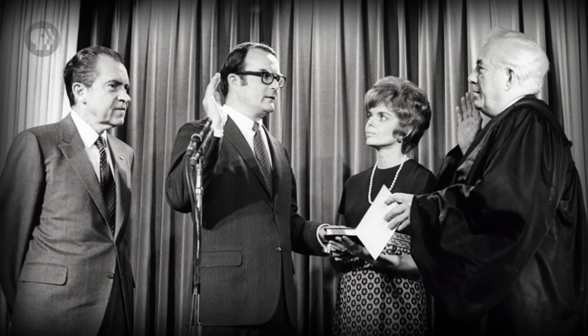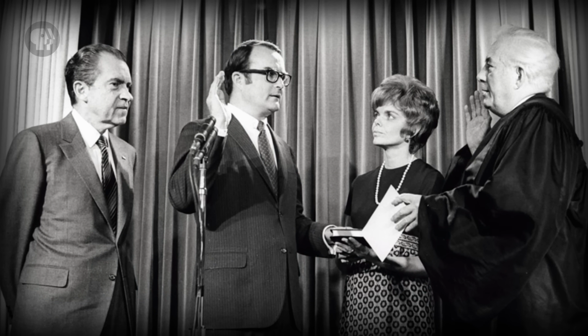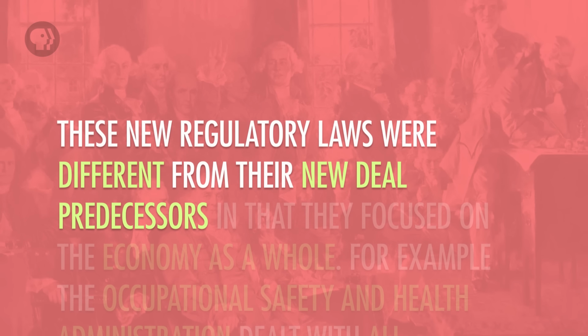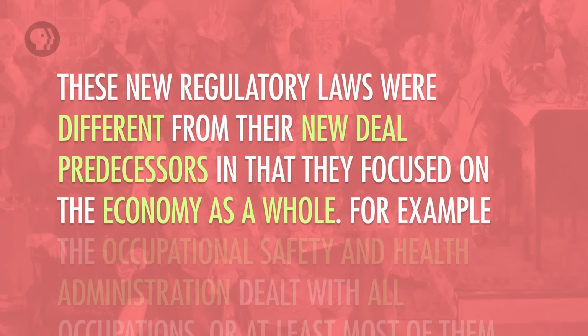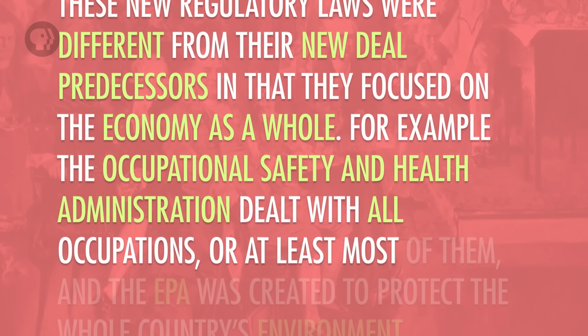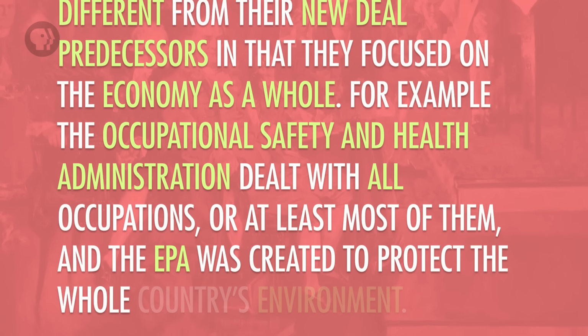The next big wave of government regulation happened in the early 1970s under, of all people, President Nixon. These new regulatory laws were different from their New Deal predecessors in that they focused on the economy as a whole. For example, the Occupational Safety and Health Administration dealt with all occupations, or at least most of them, and the EPA was created to protect the whole country's environment.